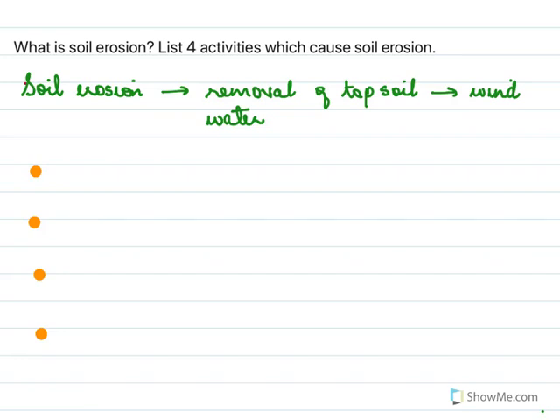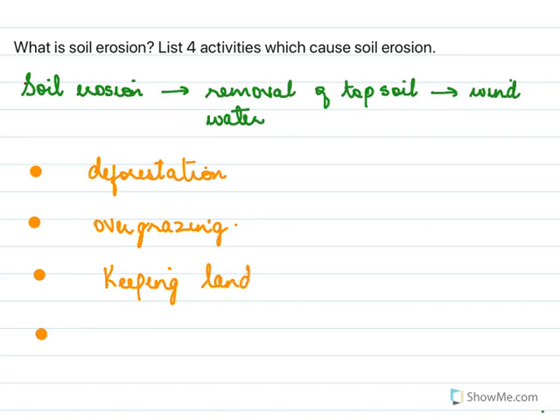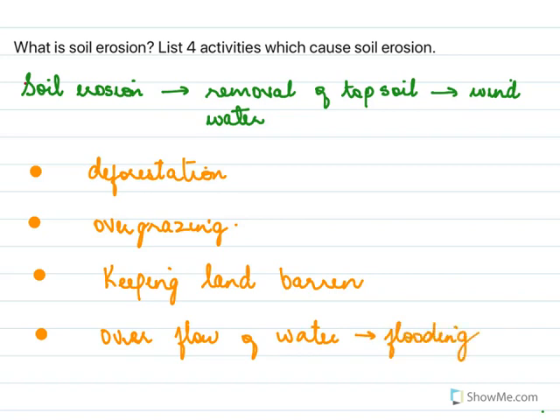So give 4 activities that cause soil erosion. One is deforestation, overgrazing, also some methods of agriculture could cause soil erosion. Keeping the land barren for some time would cause soil erosion. Overflow of water, like flooding, will also cause soil erosion.